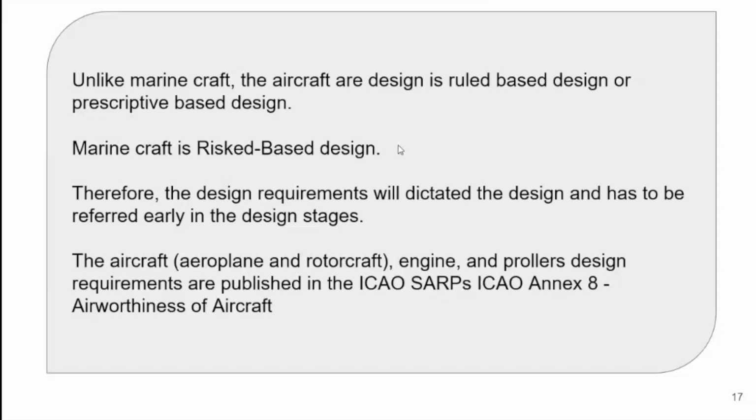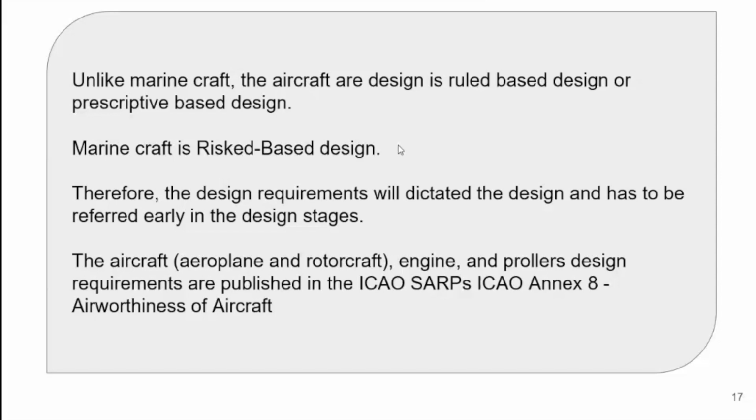So what is there? There is a detailed design requirement for the aircraft, which is aeroplane, rotorcraft, engines, and propeller, and the design requirement is set in the ICAO, International Civil Aviation Organization, Standards and Recommended Practices, Annex 8. Annex 8 is airworthiness of aircraft. There are 19 annexes. Annex 1, for example, is personnel licensing. Annex 6 is aircraft operation. Annex 8 is very specific to airworthiness of aircraft, and the design requirement, or what ICAO calls the technical requirement, is in this Annex 8.